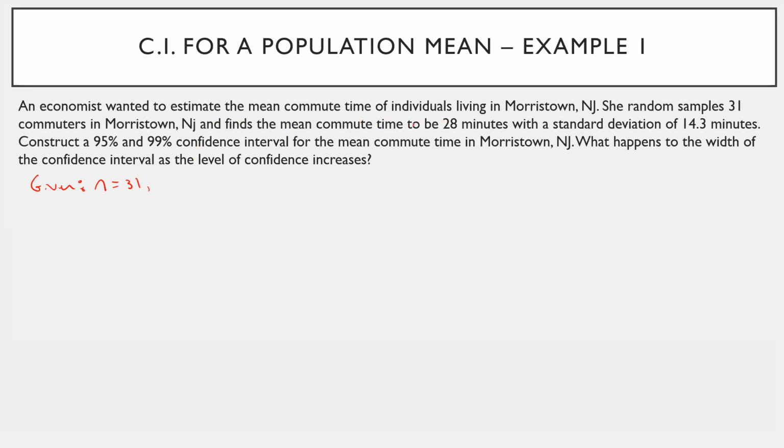And she finds that the mean commute time from that sample is 28 minutes. So you're given X bar and a standard deviation of 14.3 minutes. So she also calculated S for you, 14.3, okay? And what we're asked to do is construct two confidence intervals for the mean commute time in Morristown, New Jersey. I want to construct a 95 and a 99% confidence interval.